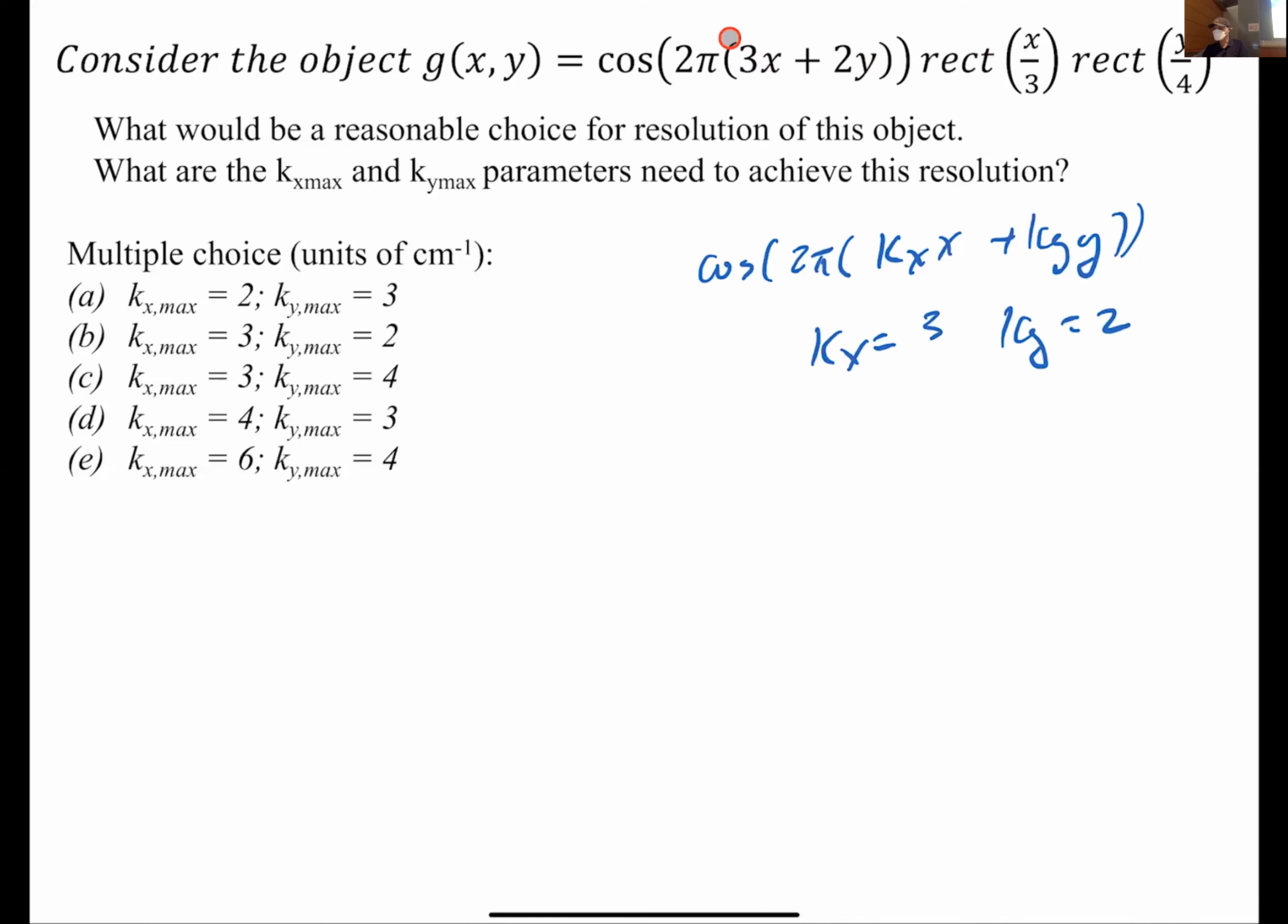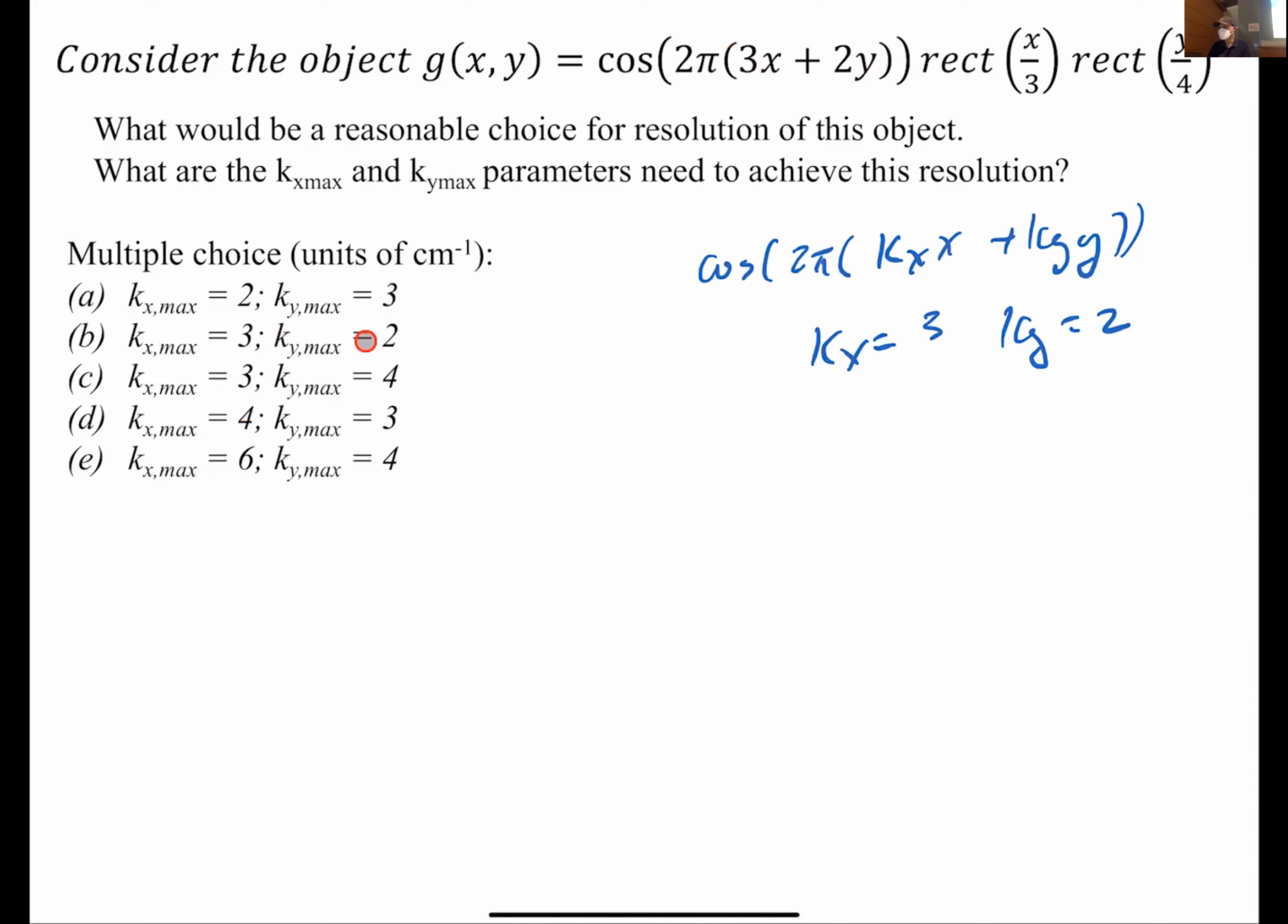So 3 and 2 would be the minimum I would need to sample, because I would be collecting that frequency. That's the highest frequency I would be sampling. So that's one way to look at the problem.